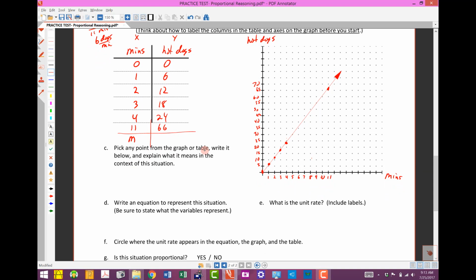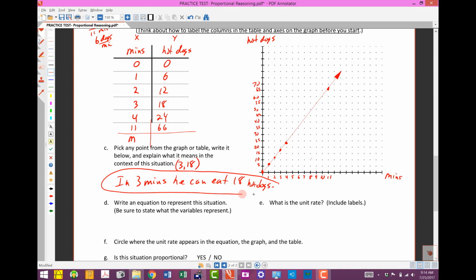It says pick any point from the graph or the table, write it below, and explain what it means in the context of the situation. So let's just say this one right here. Let's pick 3, 18. Now, the 3 is in the minutes column and the 18 is in the hot dog column. So here's what we'd write. In 3 minutes, he can eat 18 hot dogs. Okay, so that's what that means.